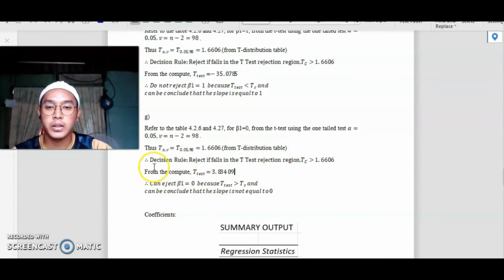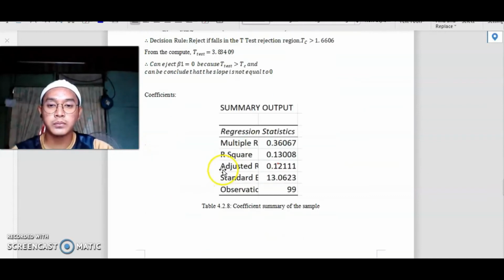Okay, for the decision rule, reject if it falls in the t-test rejection region. TC is greater than 1.6606. Okay, from the computed t-test it equals 3.83409. Okay, for the coefficient, this is table 4.2.8, a coefficient summary of the sample.